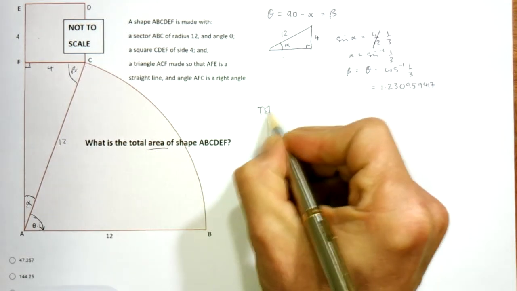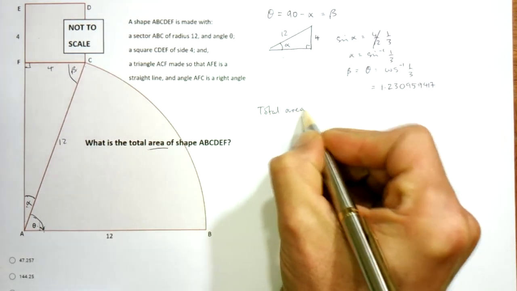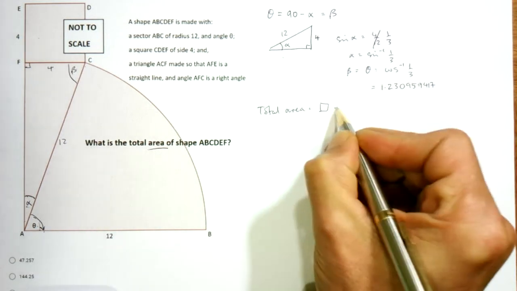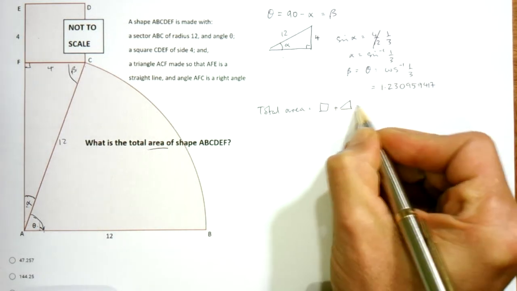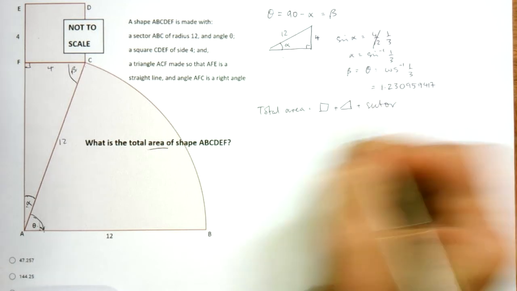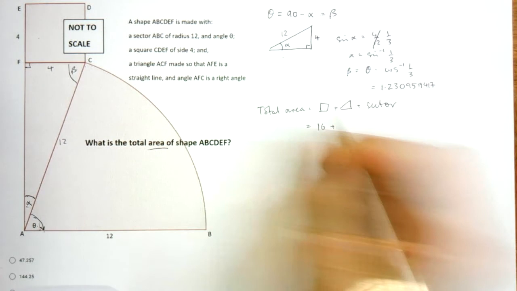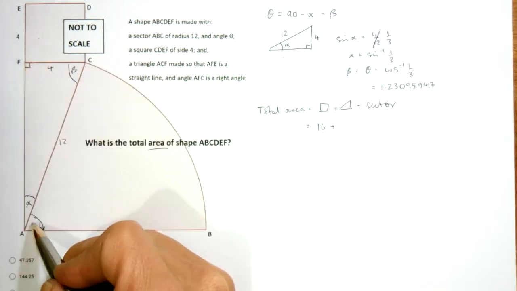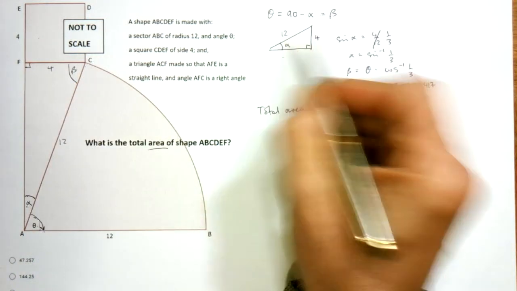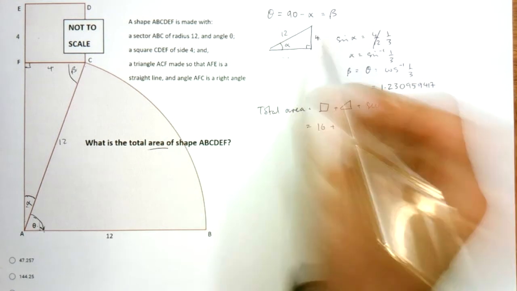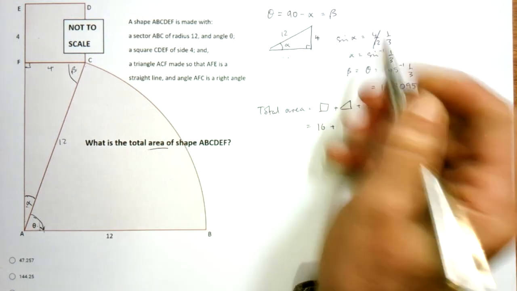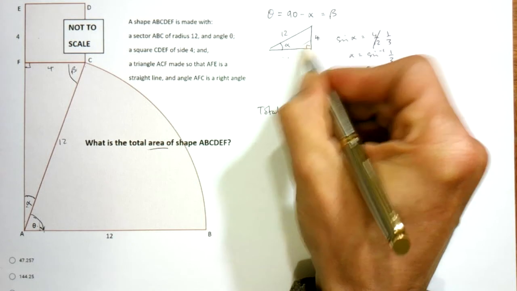Total area equals square plus triangle plus sector. So the square is 4 by 4, 16. The triangle is 4 by this side. Well, we can use Pythagoras to work out this side. 12 squared take away 4 squared is my way of doing it.